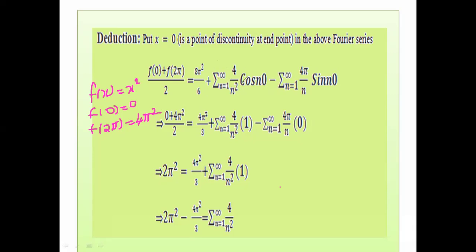Substituting the x value on both sides, on the RHS is the Fourier series expansion with the final answer, and the LHS you take as f of 0 plus f of 2 pi, because x is equal to 0 is a discontinuity. Now take the midpoint, f of 0 plus f of 2 pi by 2, which is equal to, substituting the f of x value, you get the answer. Then finally take this 2 pi square and simplify: this is 4 pi square by 3 plus summation n is equal to 1 to infinity 4 by n square.